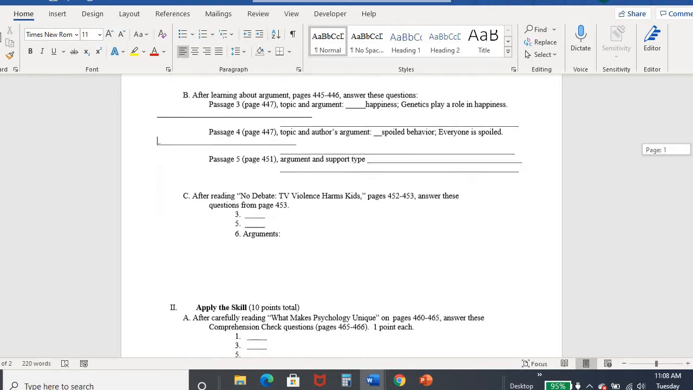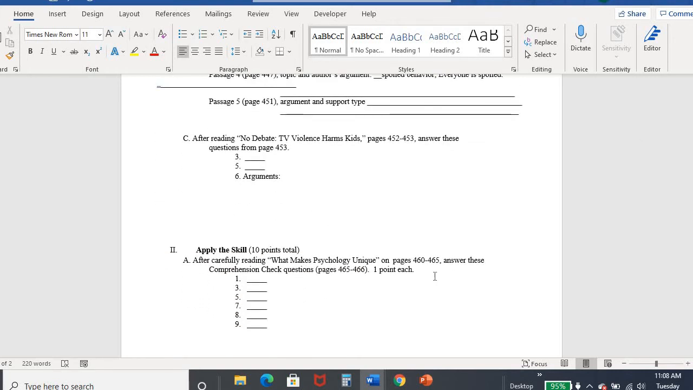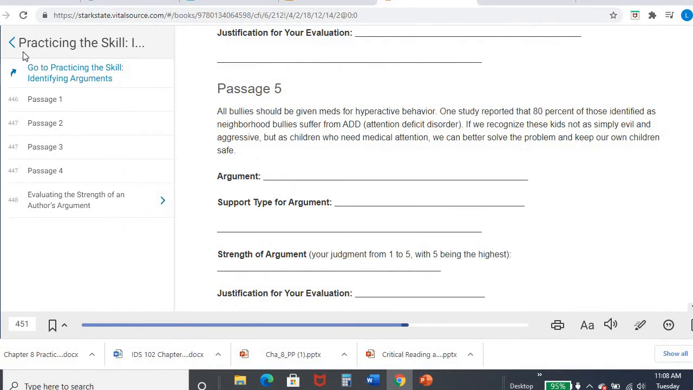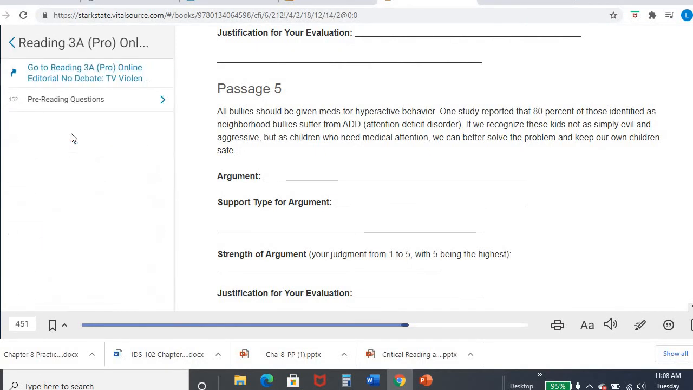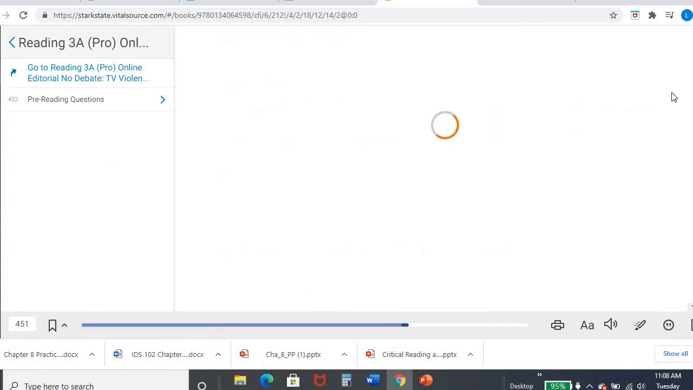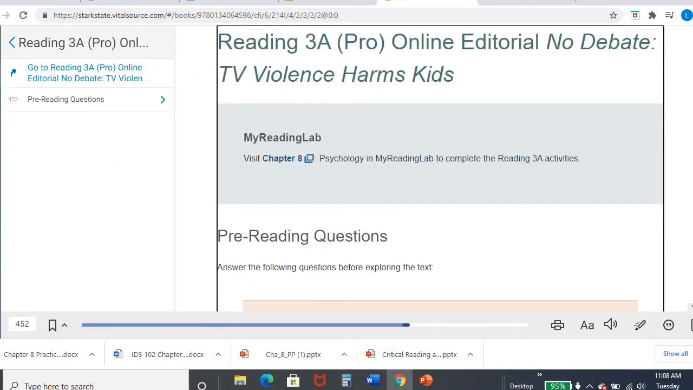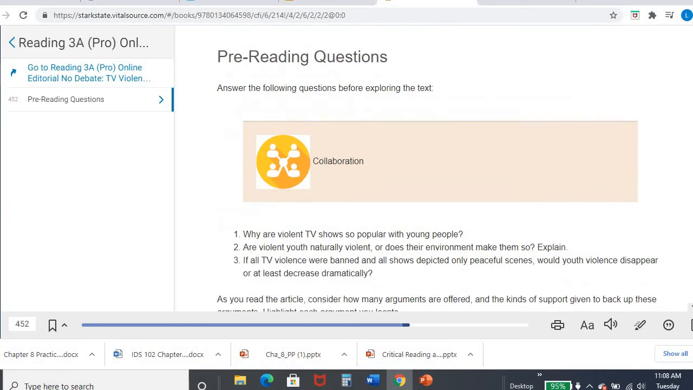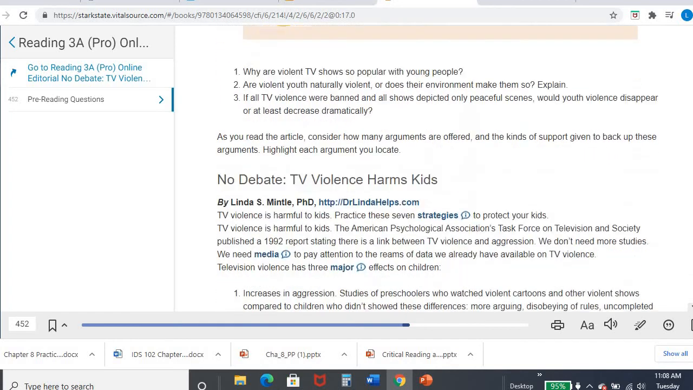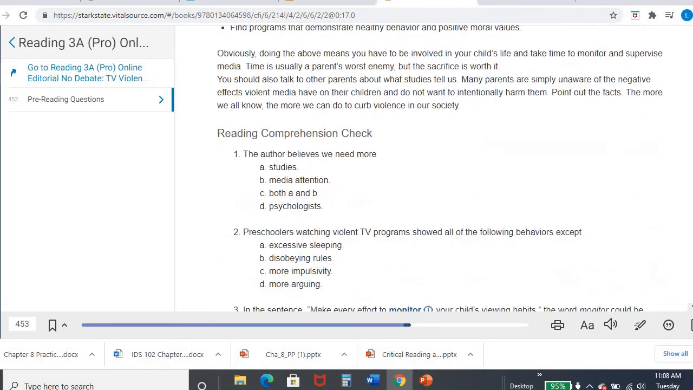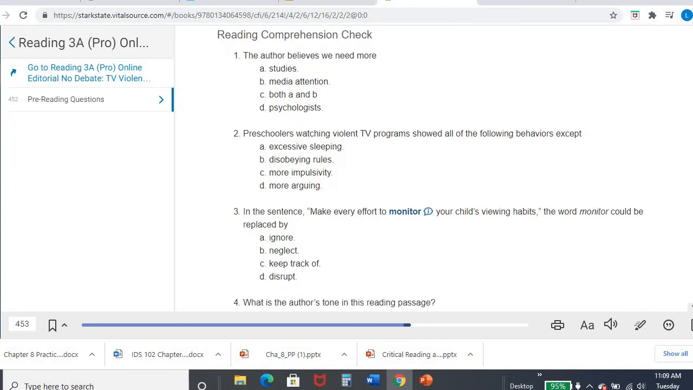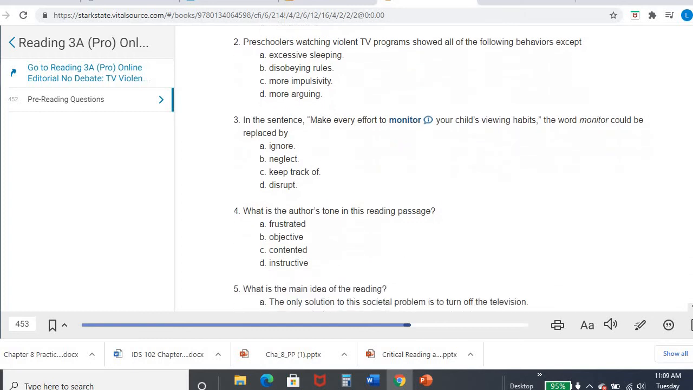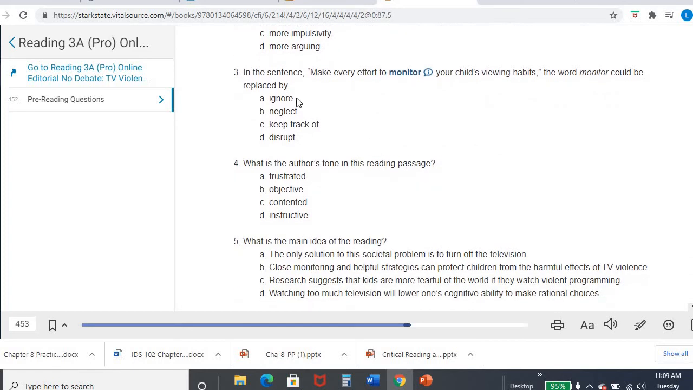All right, part C now. No debate, TV violence harms kids. So I'm going to go over here. Here it is. Again, I recommend that you pause the video and read this selection. Once you've read this selection, you're going to scroll down, and you are answering multiple choice questions 3 and 5. Let's do 3 together real quickly.